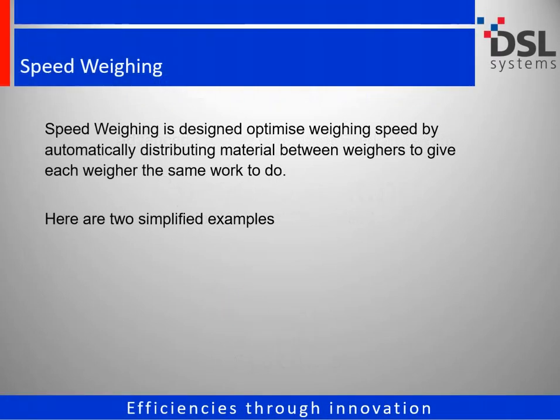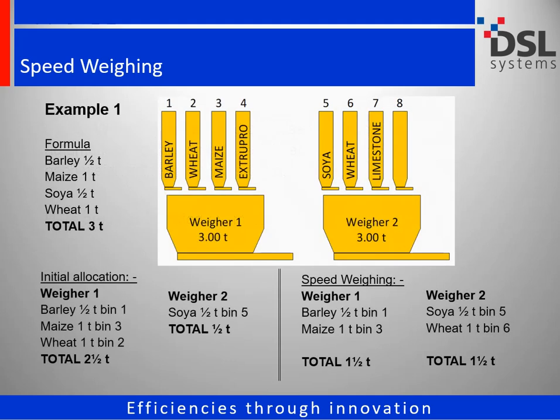So speed weighing is designed to optimize weighing speed by automatically distributing material between different weighers to give each weigher the same amount of work to do. And I've got here two simplified examples. So example 1. Here's my formula here.